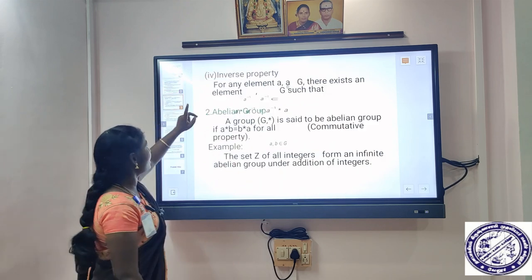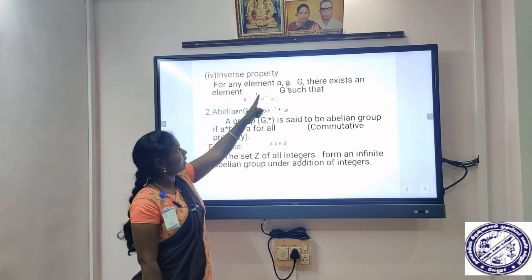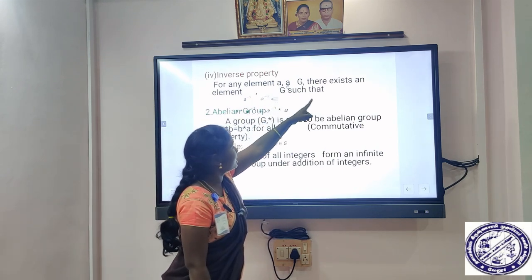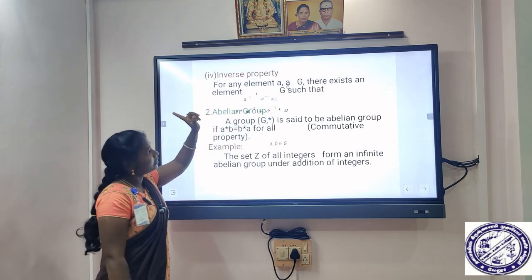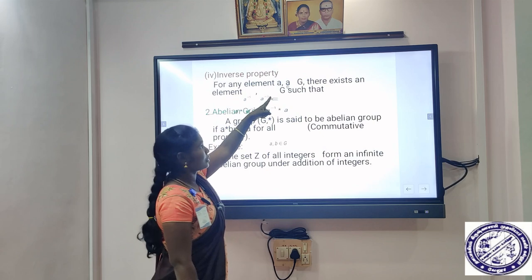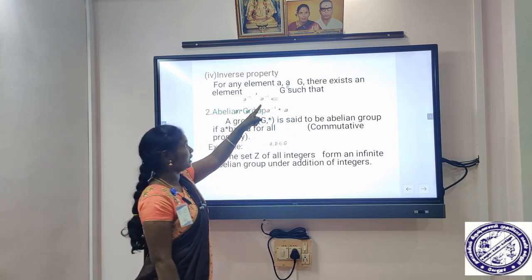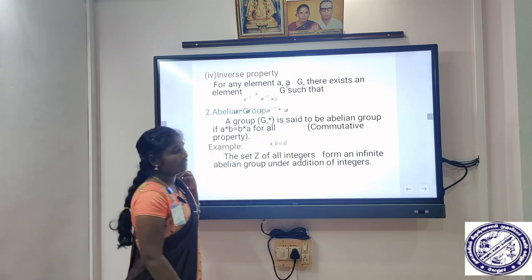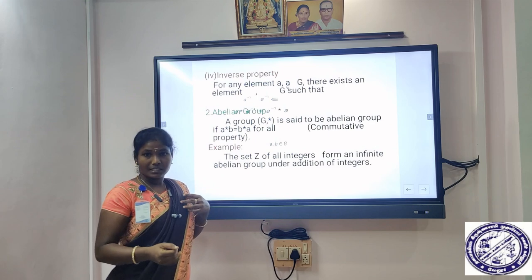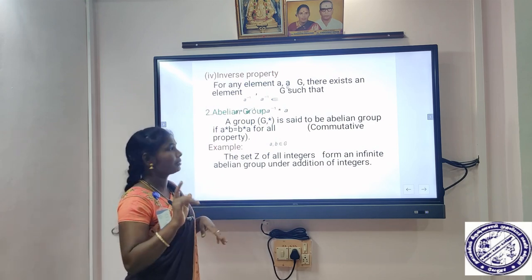Next, the fourth one is the inverse property. Inverse property means for any element a in G, there exists an element a inverse which belongs to G such that a star a inverse equals a inverse star a equals e. This is called a group. So, a given set, if it is a group, must satisfy the four conditions.